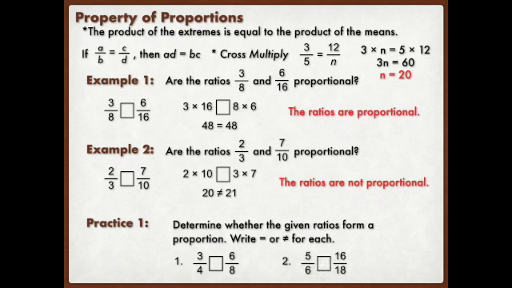Okay, go ahead and pause the video. Okay, hopefully you cross multiplied. 8 times 3 is 24, and 6 times 4 is 24. That would be proportional. And then 5 times 18 is going to be 90, and 16 times 6 is 96. So that is not proportional.